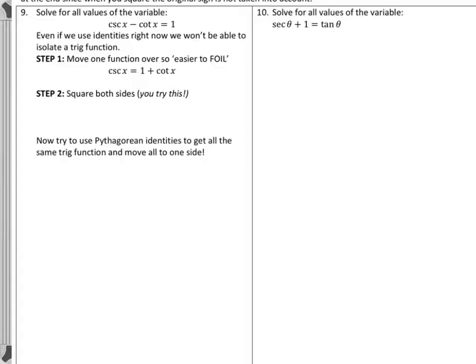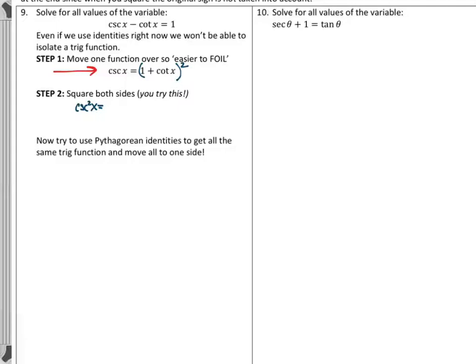So I did have the first step for us here. I said move one function over to the other side, so it's easier to FOIL, and we don't have to FOIL it yet. But now, when we square both sides, that's what I'm going to do next. So I'll have cosecant squared on this side. Don't forget, when you square the right side, that's when we have to FOIL.